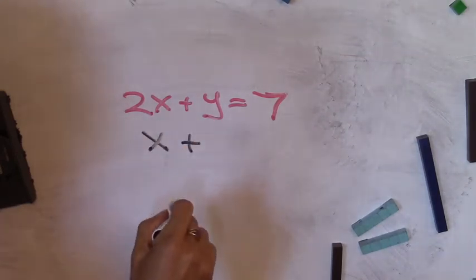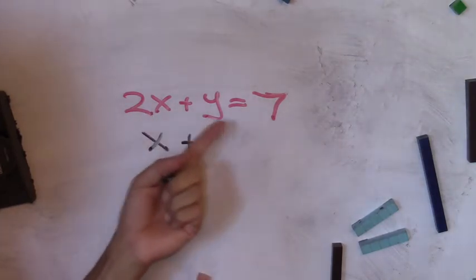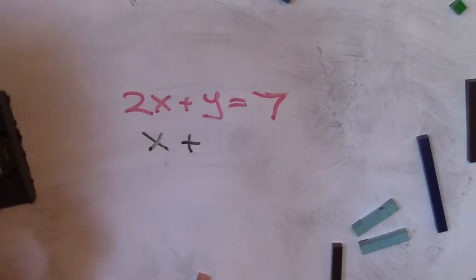Just because, right? But now, an x plus. 3. Wait a minute. How can it be 3? 2x plus y is 7. Now I'm going to tell you that x plus.